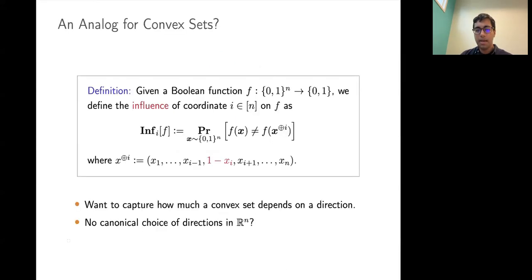And so coming back to this notion of influence, it captures how much a function depends on a coordinate. And we want an analogous notion for convex sets in Gaussian space. So we want to capture how much a convex set depends on a particular direction, but there's no canonical choice of directions in R^n. You could ask for the influence of any direction on a convex set.